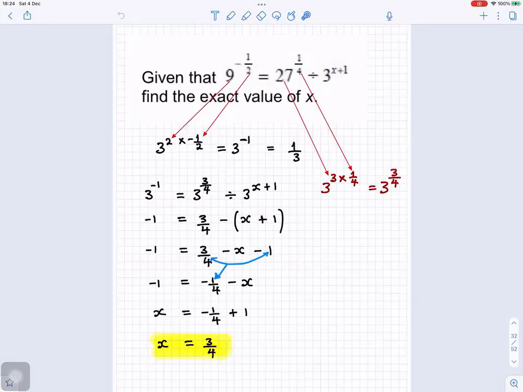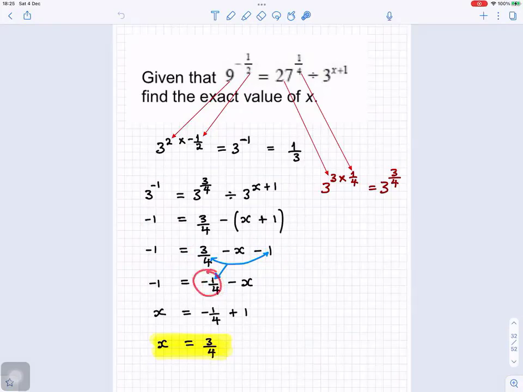Now you remove the bracket. Don't forget this minus. Imagine there's a 1 there. Minus 1 times x is minus x. Minus 1 times plus 1 gives you minus 1. Now 3 over 4 minus 1. 3/4 minus 1 gives you minus 1/4.